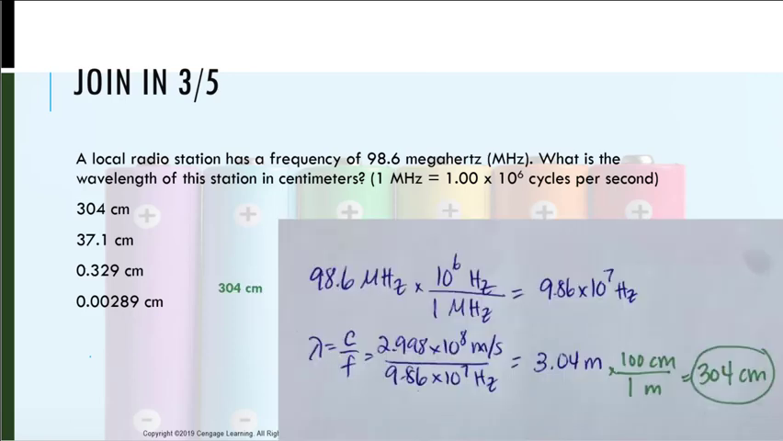Here's my work. I went from megahertz to hertz, knowing that there's a million hertz in a mega, like mega millions. So I got 9.86 times 10 to the 7th hertz. To find wavelength, I did speed divided by frequency to get 3.04 meters, and then I converted from meters to centimeters, so I got 304 centimeters.